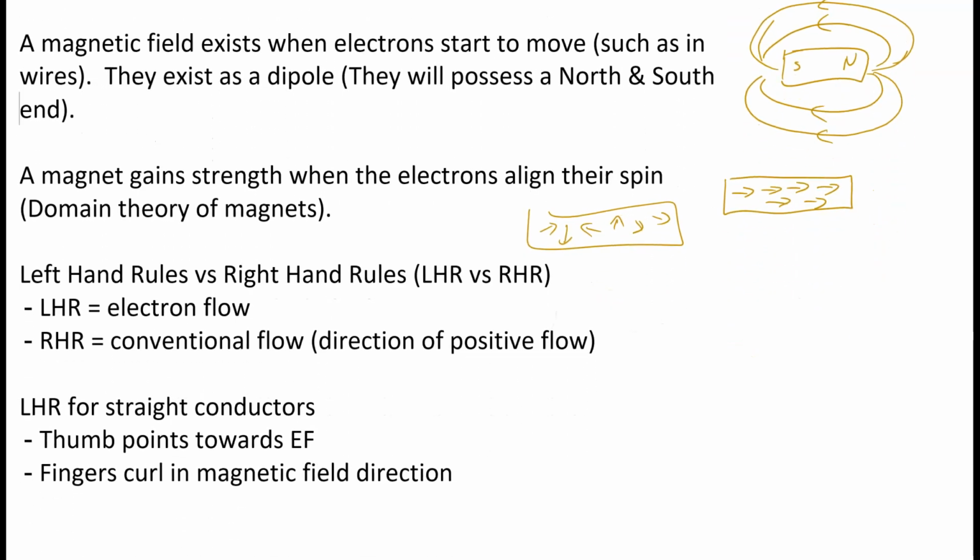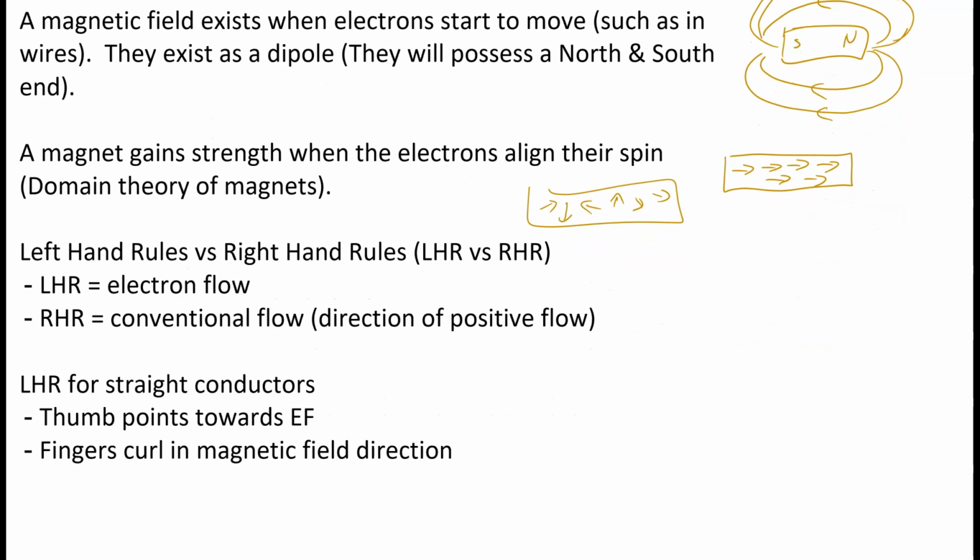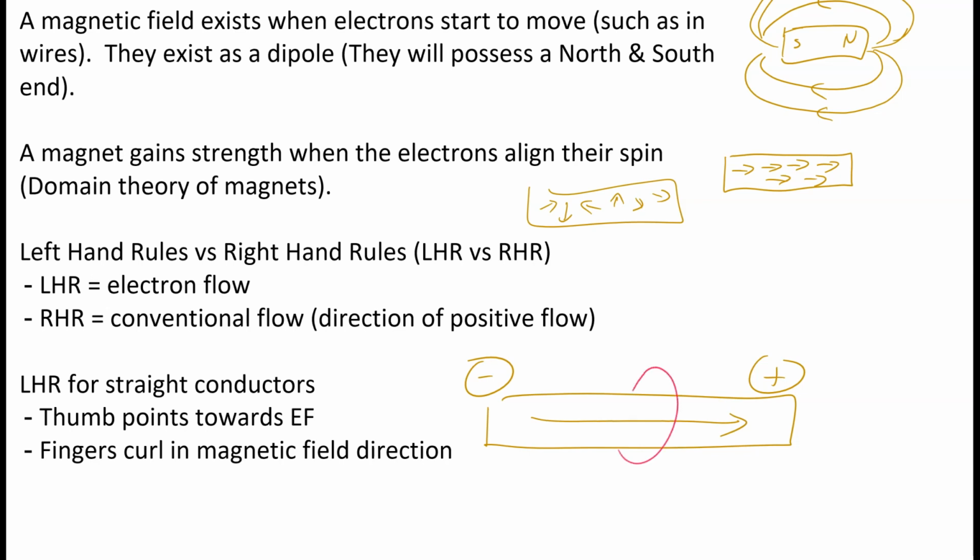Now, if we've got a straight conductor, our thumb points towards the electric field and the fingers curl in the magnetic field direction. So for example, if I have a wire, negative end here, positive end here, the electricity is going to flow this way. Now, if it flows this way, our magnetic field will point in this direction. And you can do this at home because you can look at your own hand. Your thumb will be pointing to the right, and if you're looking at your palm, you see your fingers are curling up.